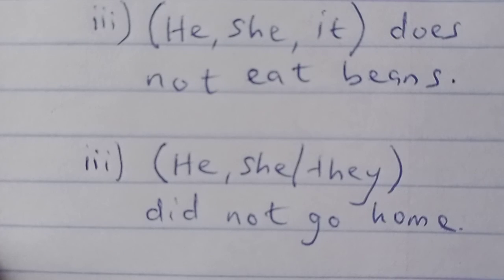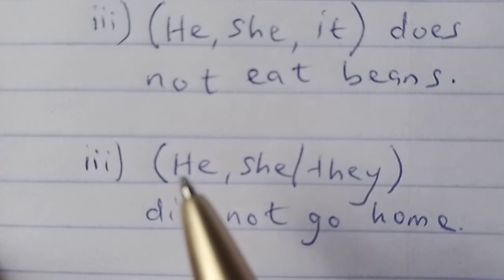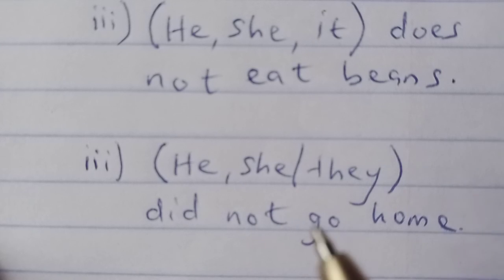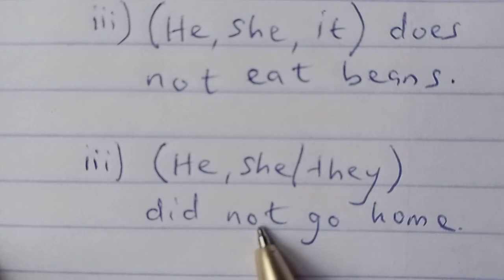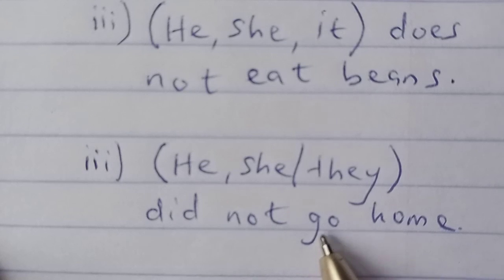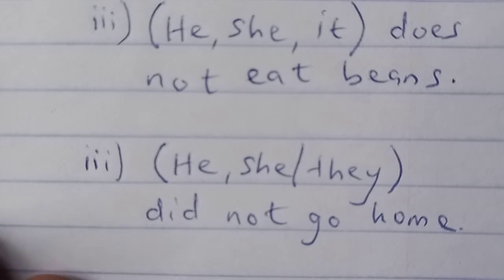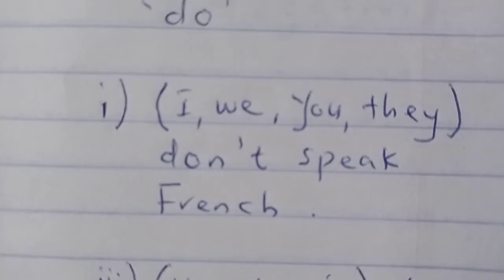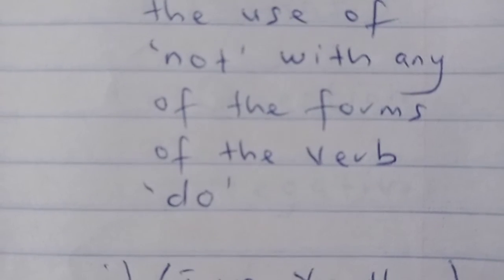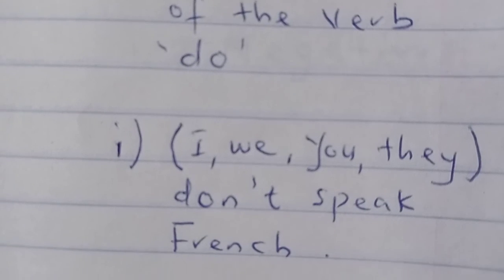Now, the positive form will be he went home. She went home. They went home. But when you want to make the negative, you need the auxiliary verb did plus not to accompany the main verb go in order to make the expression negative. And that is another function of the auxiliary verb do. So it is used to form negative expressions. That is either do not, does not, or did not.